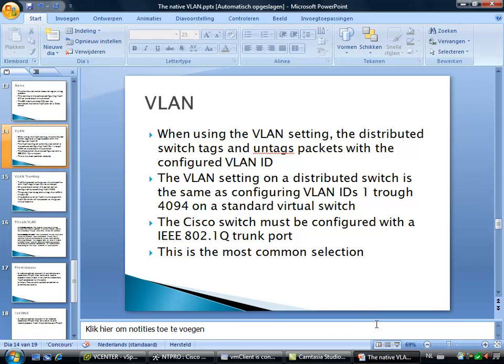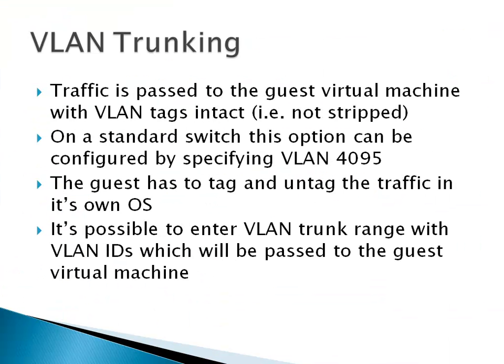So we did the VLAN. Let's take it a step further and do VLAN trunking. The traffic is passed to the guest virtual machine with VLAN tags intact. So the VLAN tags are not stripped; the virtual machines must strip the VLANs on their own. On the standard switch, this option can be configured by specifying VLAN ID 4095, the broadcast address. The guest OS has to tag and untag traffic on its own, and it's possible to enter a VLAN trunk range with IDs, and they will be passed to the guest OS.